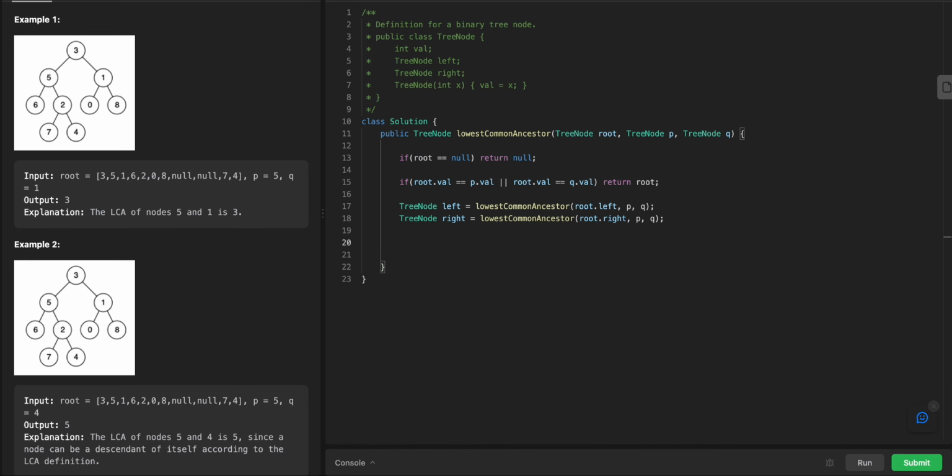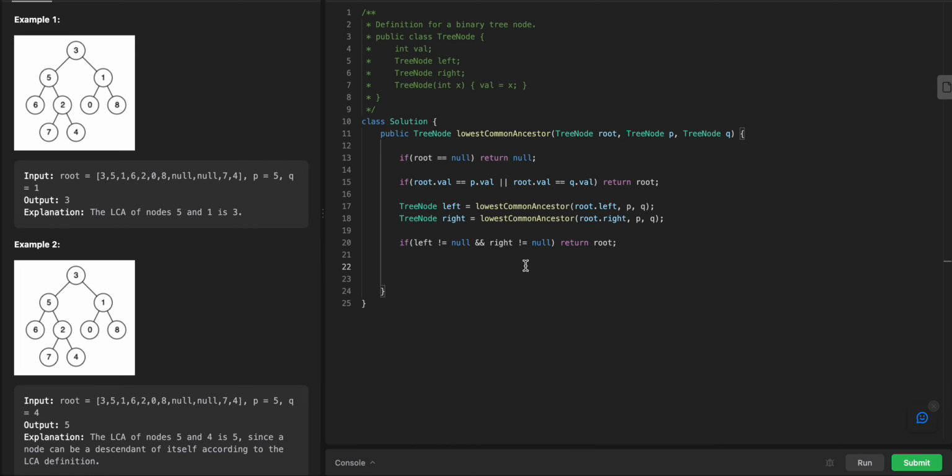For the first case, if we receive non-null from both left and right, so if left does not equal null and right does not equal null, then we can return root, right? Here in this case we found 5 from the left and 1 from the right, and we return them to the parent. Here the root is 3, so that means we can return 3.